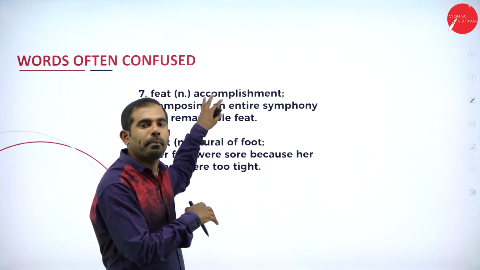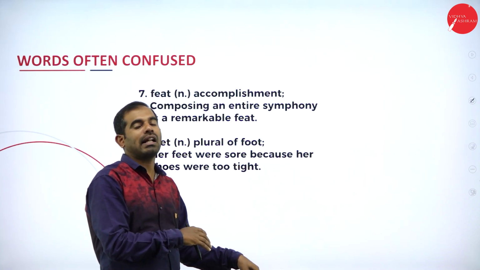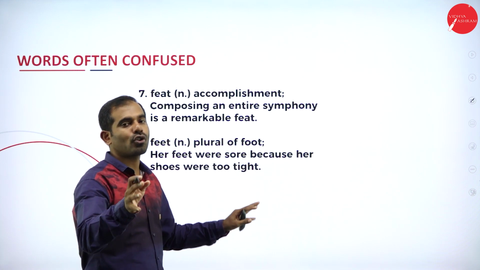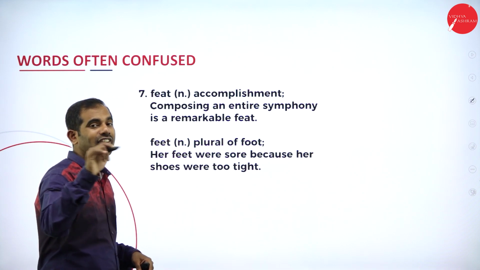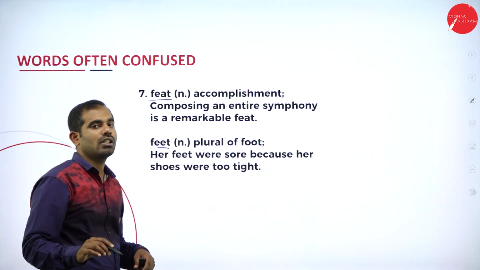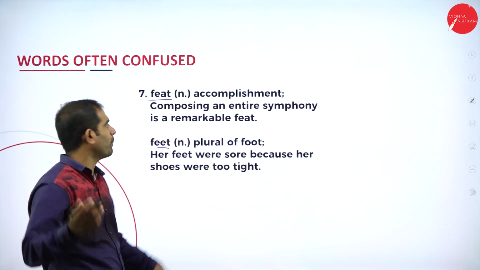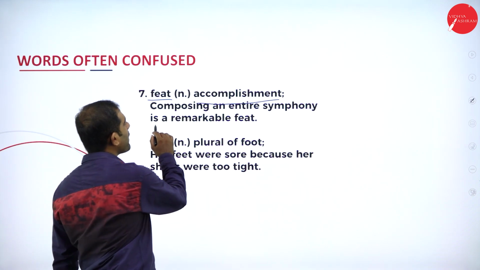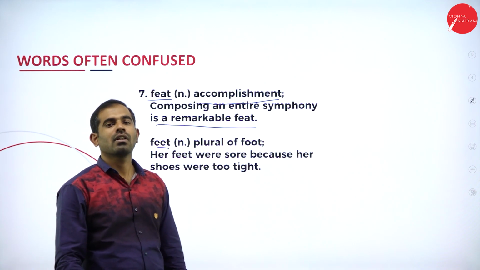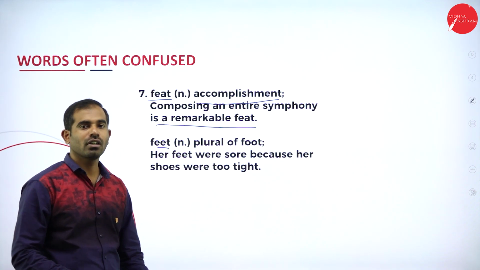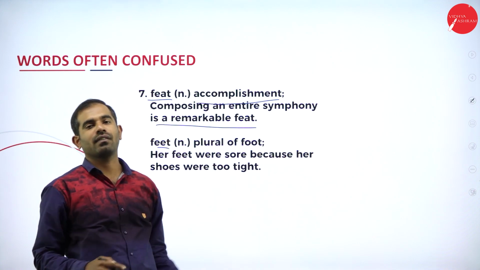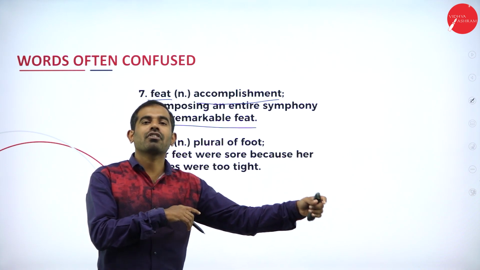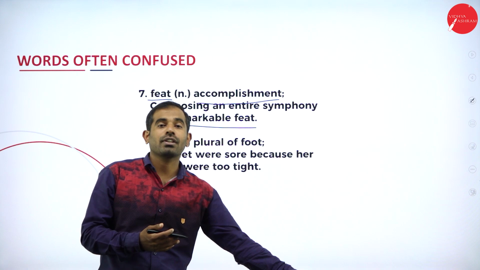I believe I'm making all these examples very simple, and I'm sure that you are able to follow what homophones are. We are not talking about homonyms, we are talking about homophones. Next is feet. Two feet. One is the feet, leg, the other feat is achievement, accomplishment. Composing an entire symphony is a remarkable feat. We are not talking about the feet, our foot. We are talking about the milestone achieved. Sachin Tendulkar has achieved a great feat of reaching his 100th century.